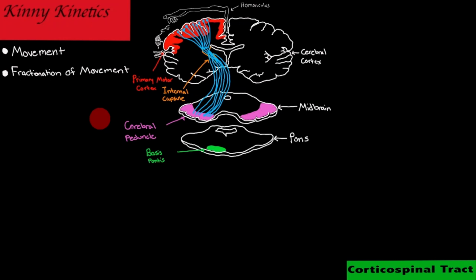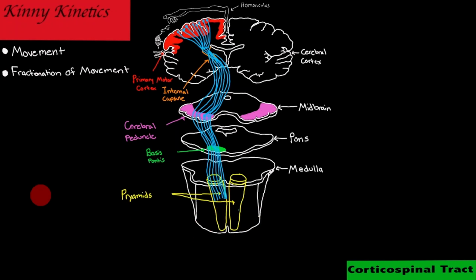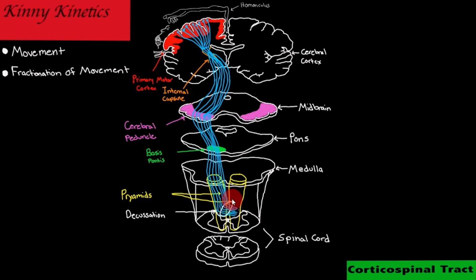Within the pons, you have the basis pontis. The motor command travels through the basis pontis and continues until it reaches the medulla. Within the medulla lie the pyramids. The motor command travels through the pyramids in the medulla. 88% of the motor command decussates, or crosses over, at the pyramids in the medulla and enters through the lateral corticospinal tract. The motor command continues to the ventral aspect of the spinal cord in the gray matter.